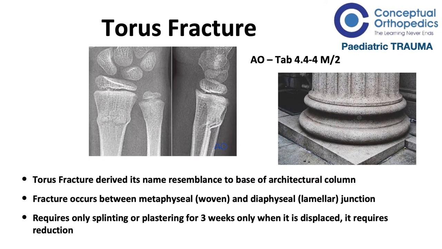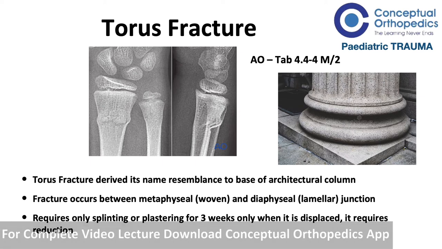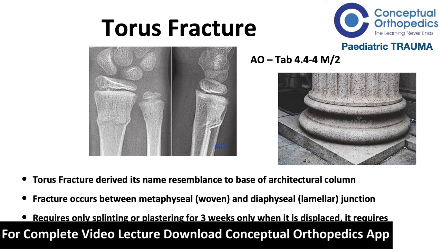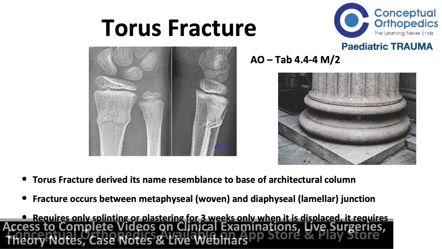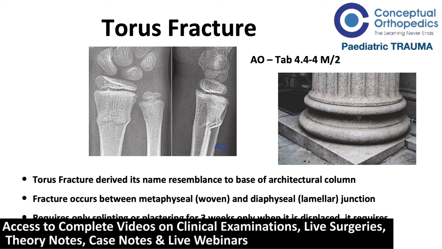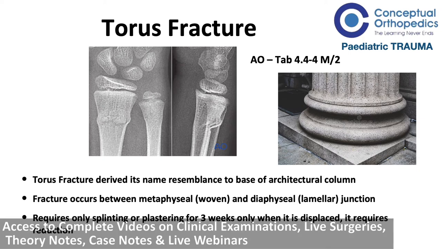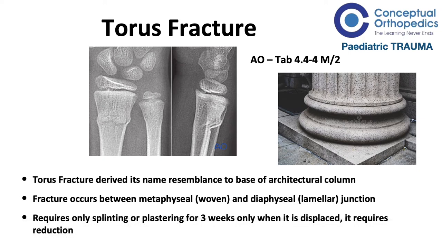Coming to the torus fracture, it derived its name from its resemblance to the base of an architectural column, which is seen in the Roman pillars of Western architecture, where there is a weakening between the metaphyseal and the diaphyseal portion of the bone. The base of the architectural column should be much stronger. The fracture occurs between the metaphyseal woven bone and the diaphyseal junction. It requires only splinting or plastering for 3 weeks. Only when it is displaced does it require a reduction. Rarely there is an angulation or a displacement, and that may have to be corrected.